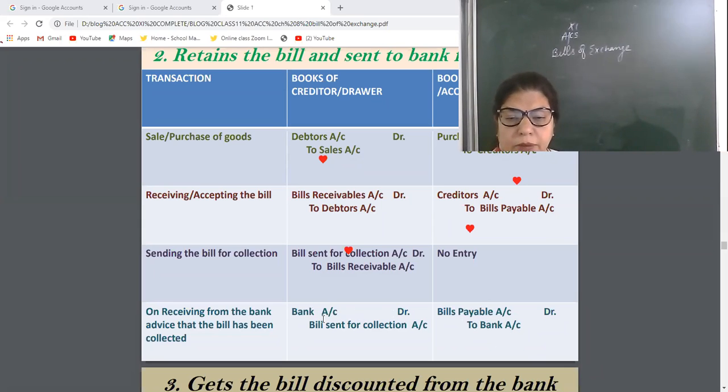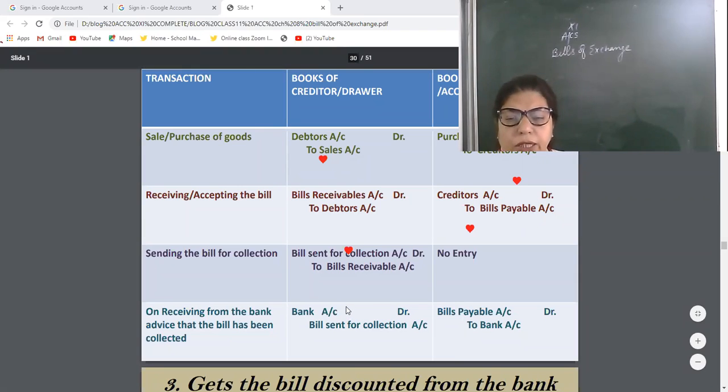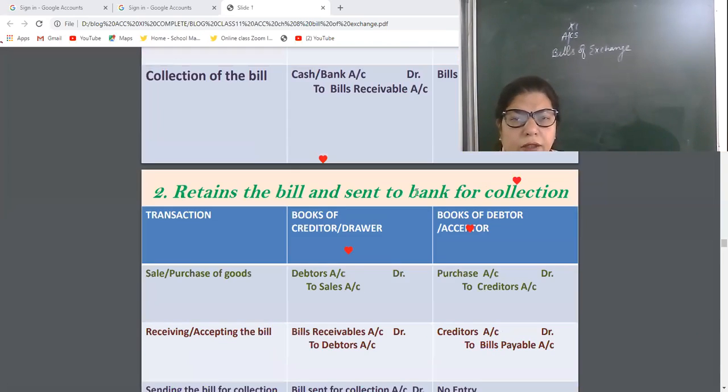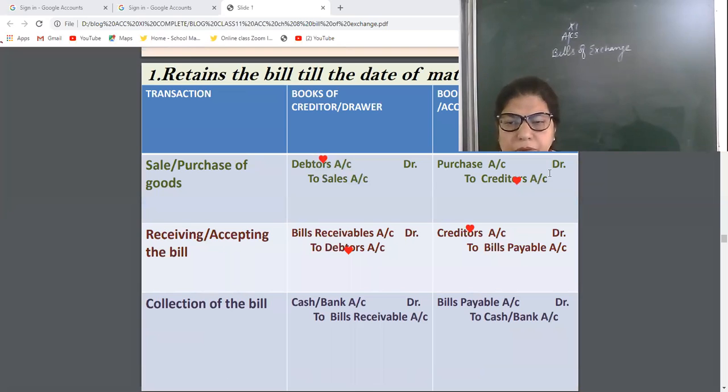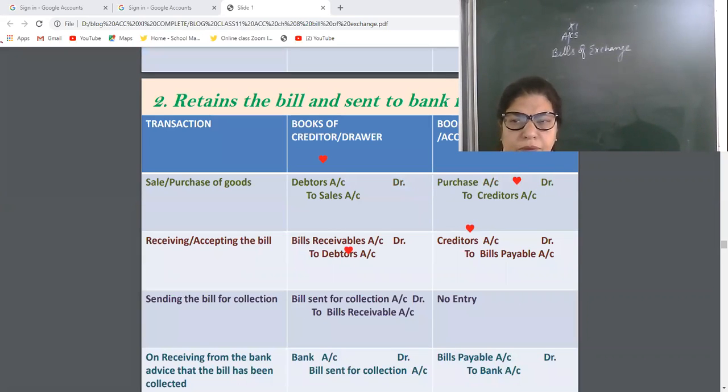Okay, bank debit to BSC. Now what will the bank do? Bank will collect the payment and deposit it in the drawer's account. Okay, note it down please. These two you can write same, same. Same means according to this. First same. Okay, now same, same. Any doubt? Note down please. Same, same.